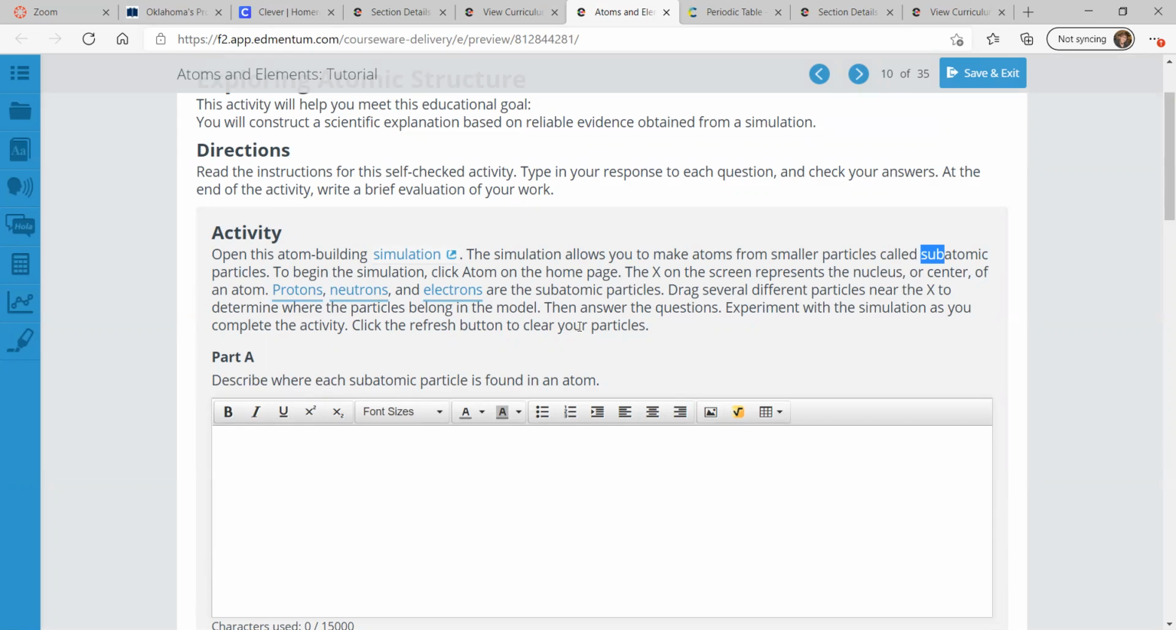To begin the simulation, click atom, and the X on the screen will represent the nucleus or center. Protons, neutrons, and electrons are the subatomic particles. Drag several different particles near the X to determine where the particles belong in the model, then answer the questions. Experiment with the simulation as you complete the activity. Click the refresh button to clear your particles.